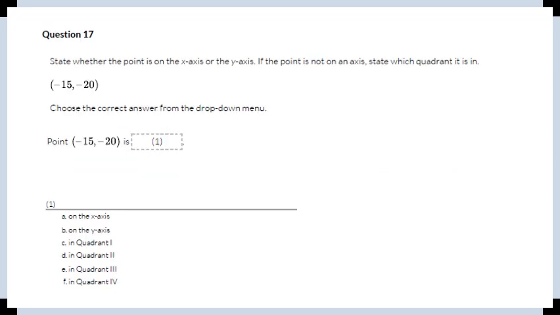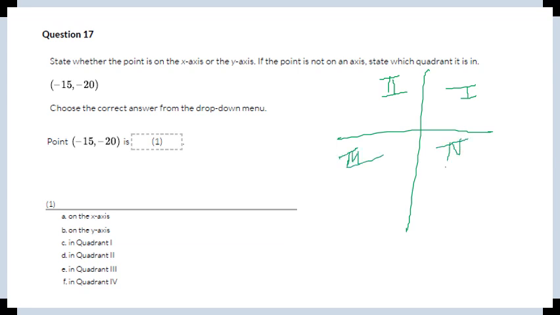Okay, which quadrant is this one in? So I'm going to go ahead and label 1, 2, 3, and 4. Okay, so the point is left 15, down 20. Okay, I know that's not an accurate representation of the numbers. I was just looking at the signs pretty much. So negative and a negative would always be in quadrant 3.